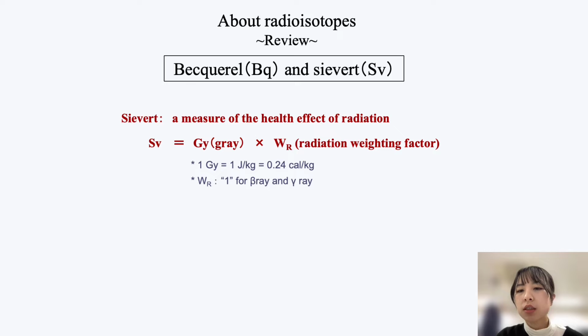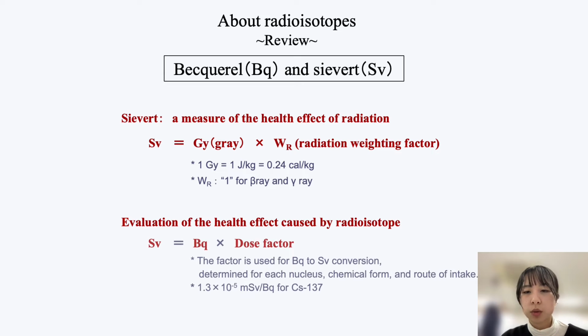The sievert is a measure of the health effect, which can be calculated by this formula. Radiation emitted from radioisotopes can cause health effects. We can evaluate it using this formula. The dose factor is calculated for each radioisotope, and you can find this elsewhere.